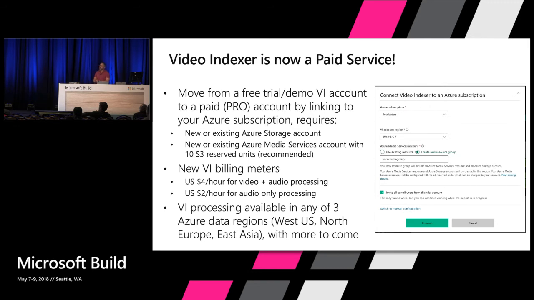So we are announcing at the Build conference 2 new billing meters to do this service. $4 an hour for video and audio processing, and that's all of the processing, all 20 of those different boxes that we showed you. This is why we refer to this as a bundled AI service. So it does everything all at once for one fixed price per hour, or you can just do the audio portion if you're just indexing audio content only.